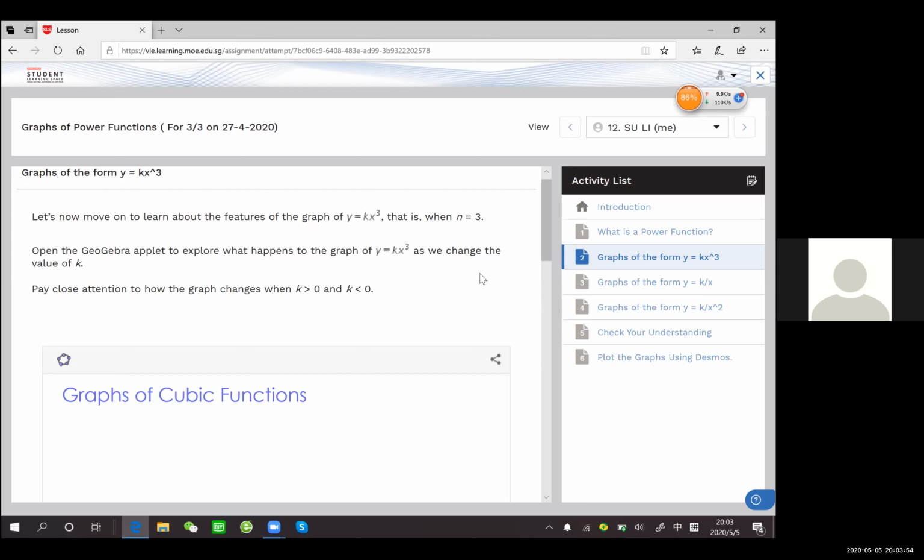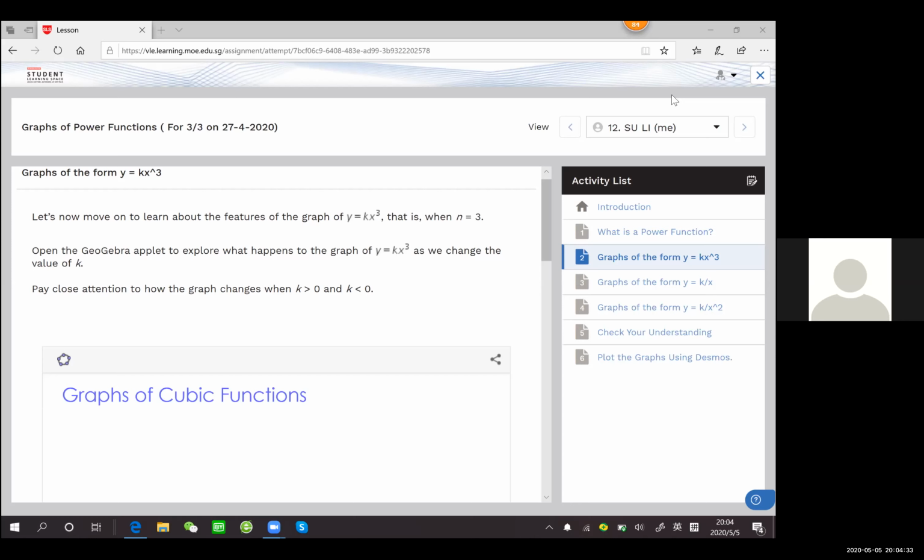Please point your arrow to... Okay, you give me control. Yeah. You request control. You give me control. Then you release your mouse, please. Did. Yeah, okay. Can you see my arrow is pointing at graphs of the form y equals kx to the power of 3? Okay, no. Yeah, can you see? I'm clicking on that side. Oh yeah, I can see already. Okay, stop there, don't move, just release your mouse.